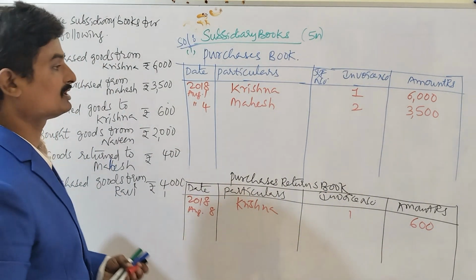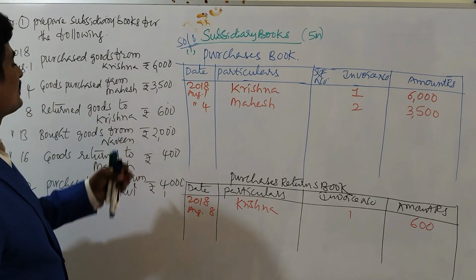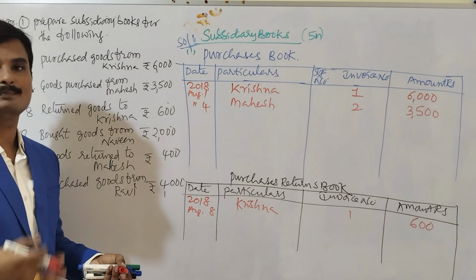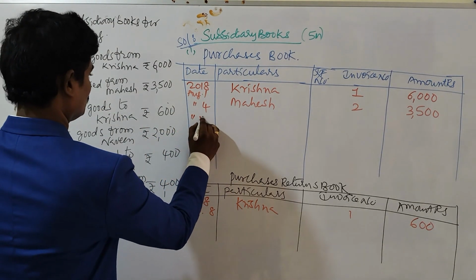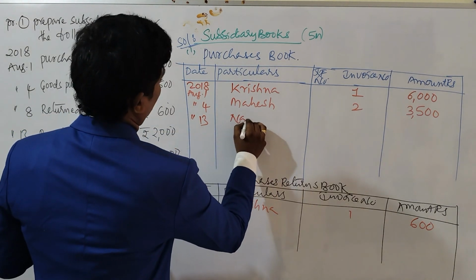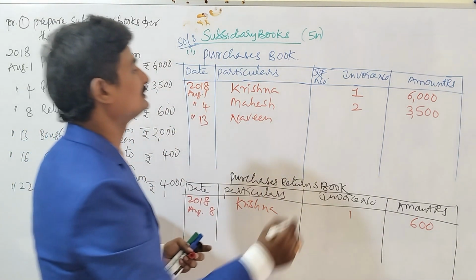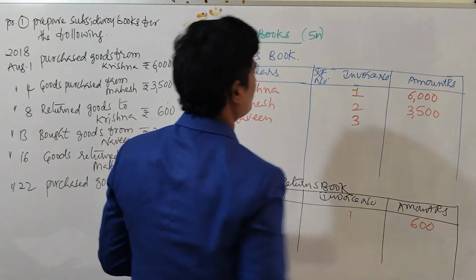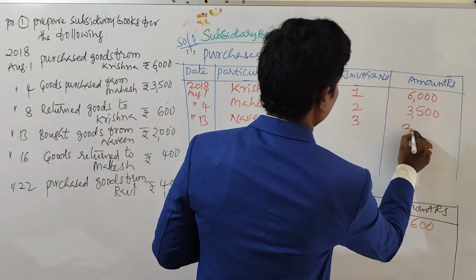So simple, children. Next one, on 13th, bought goods from Naveen. Bought means purchases, so that's why we have to record it in this book. On 13th, yes, we are purchasing goods from Naveen. Write the name of the person in the particulars column and give serial number 3 and the amount is 2000.